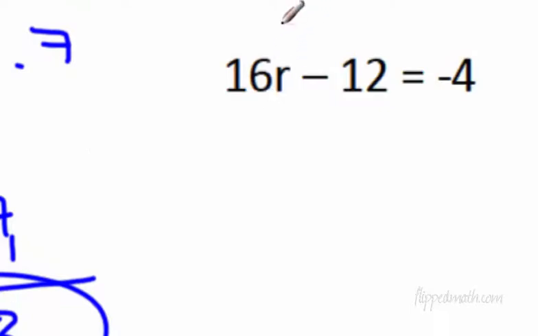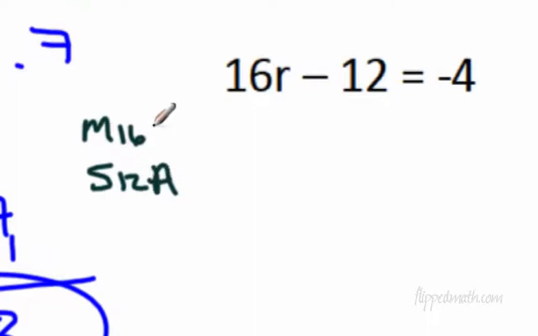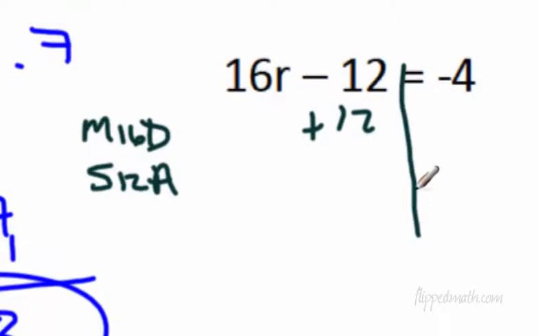So if I plug in for r here, what do we do first? First we multiply by 16, and then we subtract 12. So the opposite of subtracting 12 would be adding 12, and the opposite of multiplying by 16 would be dividing by 16. So let's check that out. We add 12 to each side. Plus 12. Here's the middle of the equation. We have to be careful of our integers.